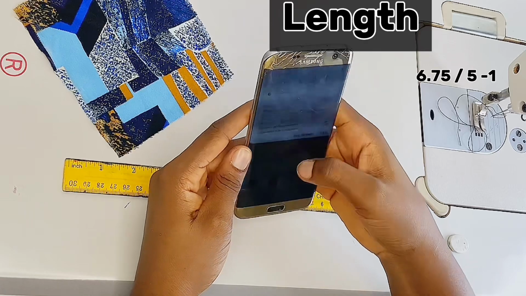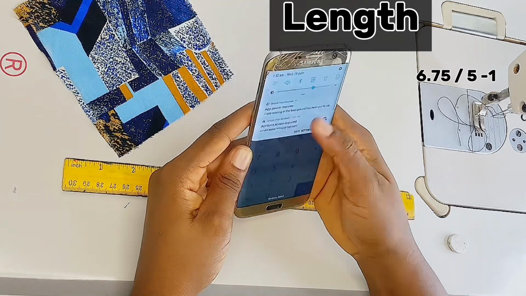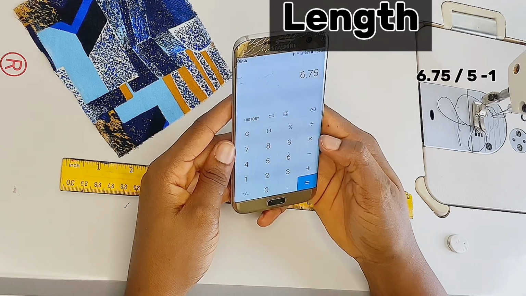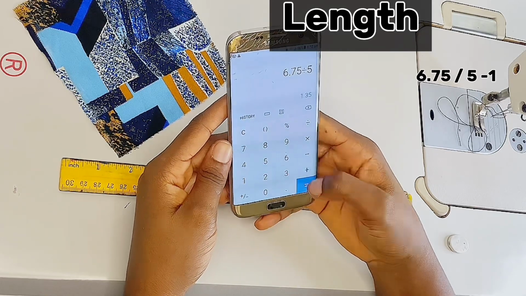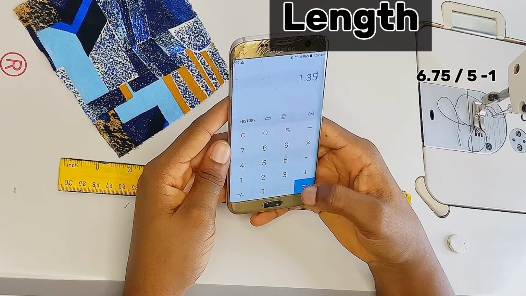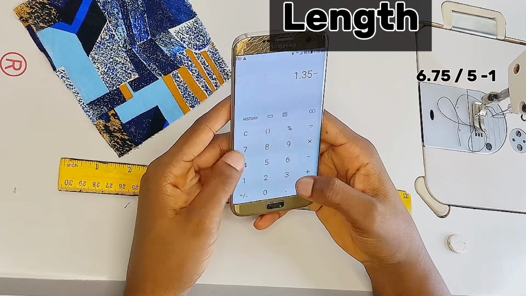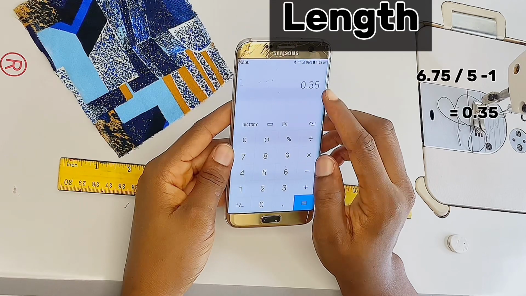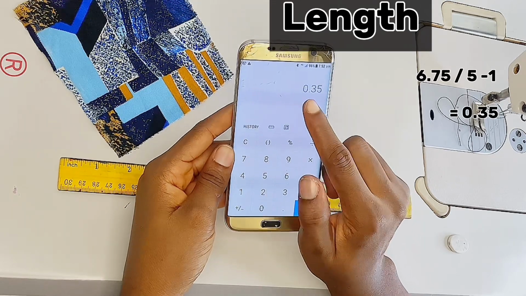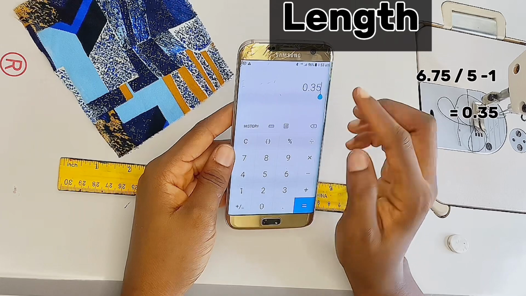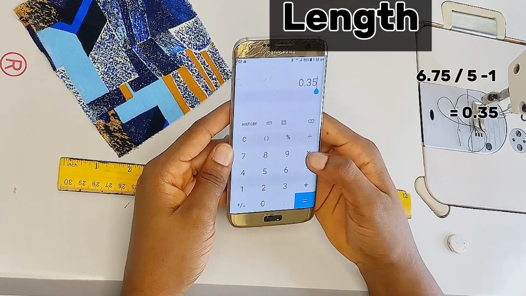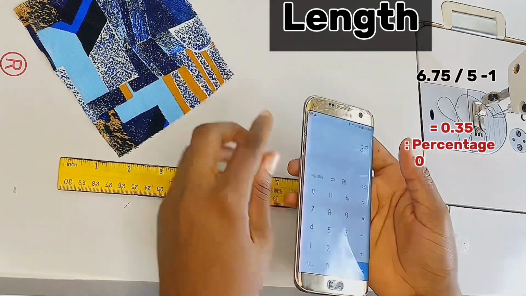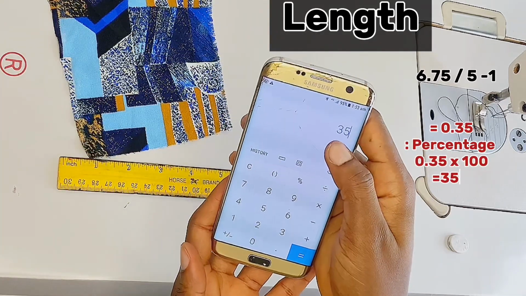So 6.75 divided by 5 inches, right, minus 1 inch. I'm getting 0.35, right? That's what I'm getting here, 0.35. Now to get the percentage, you just say 0.35 times 100. Now the percentage of stretch I have on this fabric length is 35.